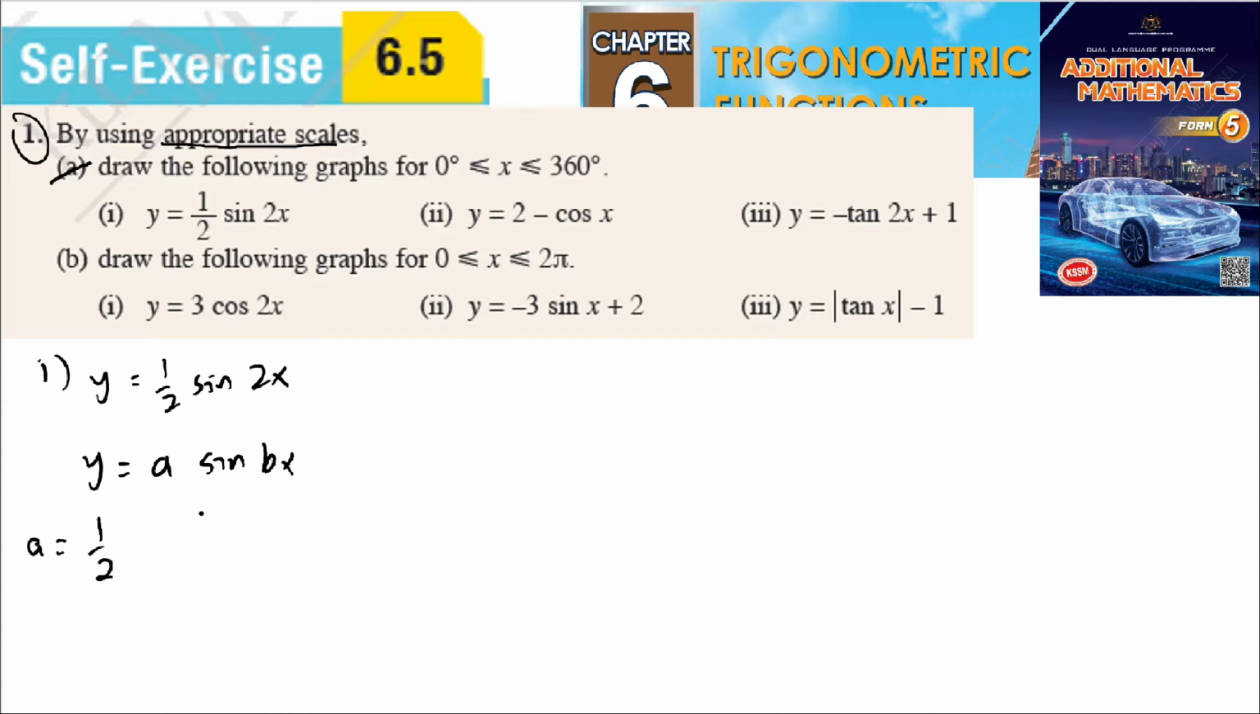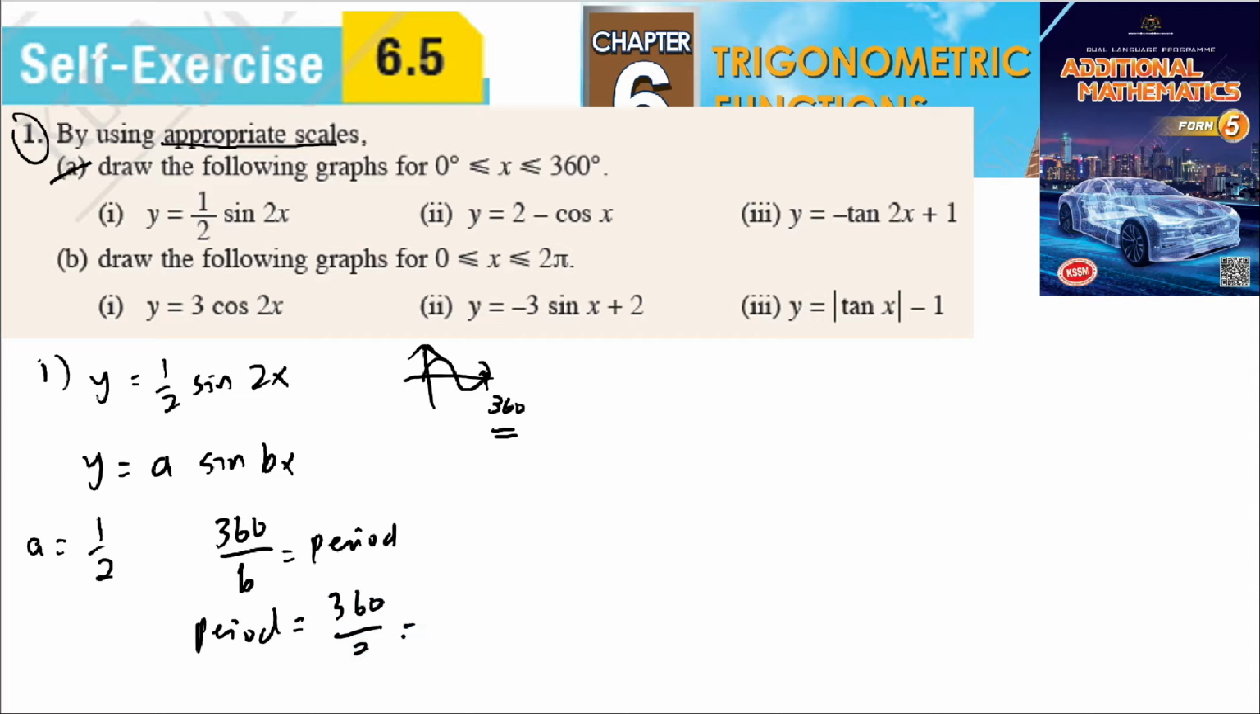We know that for sine, the graph is something like this, right? This one is 360. So we get 360 for a complete cycle. So 360 divided by b gives the period. For this case, the period is equal to 360 divided by 2, which is 180. So here we get 180. At 180, we get the same shape as 360.